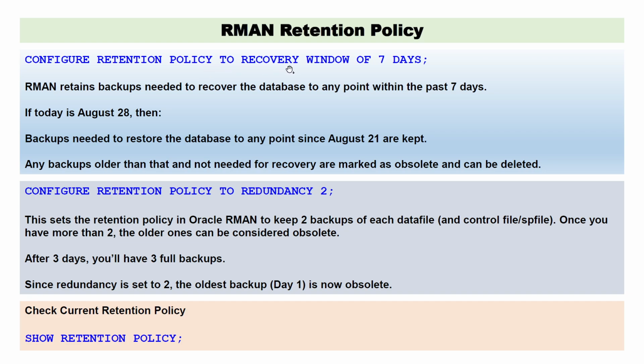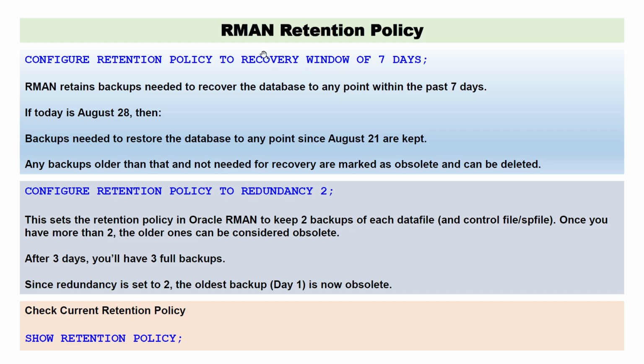Recovery window indicates that RMAN will try to keep the backups based on the recovery window. So let's say you have set the recovery window to 7 days and today is August 28, then it will keep the backups needed to restore the database to any point since August 21. So you can recover your database from August 21 to 28. It will keep all these backups. Any backups taken before August 21, such as August 20 or August 19, RMAN will consider obsolete. They are no longer required for your recovery or retention policy. So any backups older than that needed for recovery are marked as obsolete and can be deleted. So this is a retention policy based on the window.